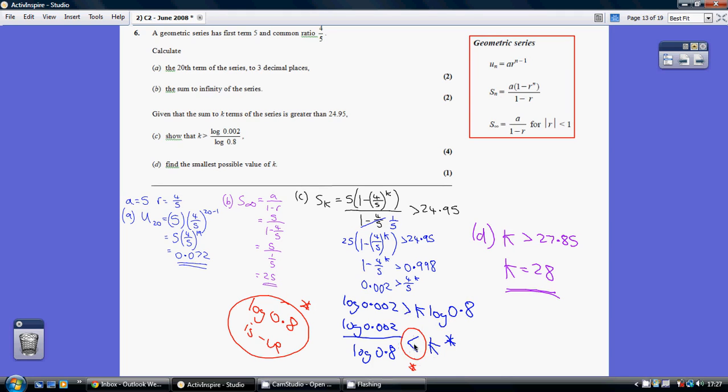So k is greater than log 0.002 divided by log 0.8 as required. Now k is a specific number of terms. K has to be a whole number because it's how many terms? Is it 19 terms? Is it 20 terms? And so on. So k's got to be greater than 27.85, so k equals the 28th term, or the sum of 28 terms. So you sum 28 terms and you will get to a total which is greater than 24.95.